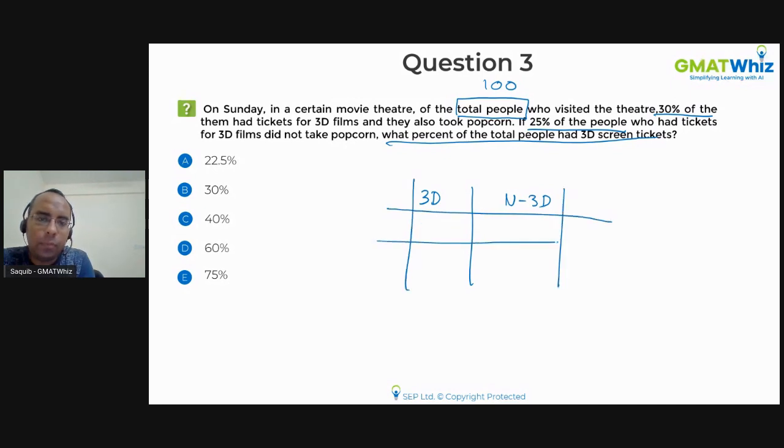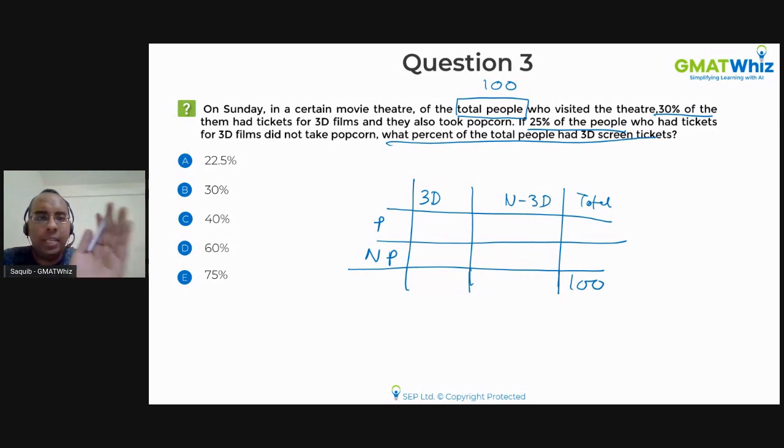Popcorn, no popcorn. Okay, and once again, these are your totals. If I have to write it, I'll write it like this: total. Now what I know is I've assumed all of them to be 100. So I'll write 100. Now let me read it sequentially.